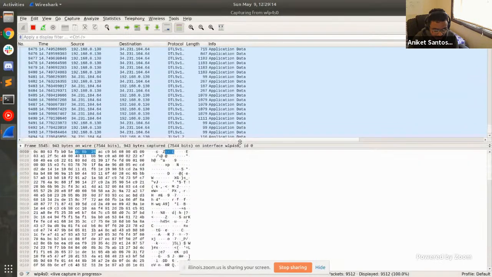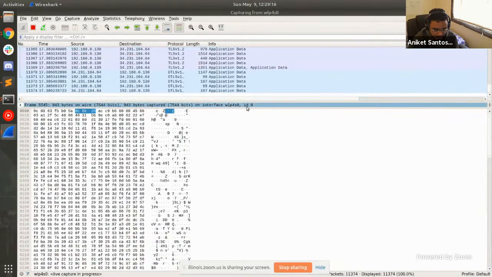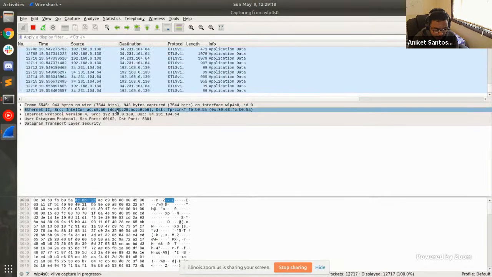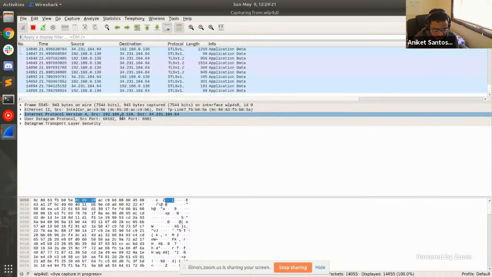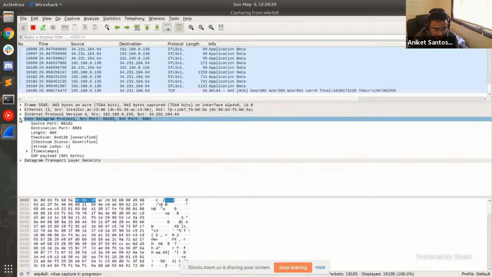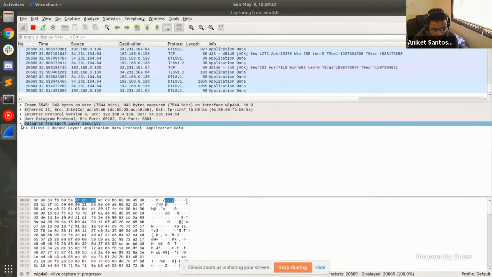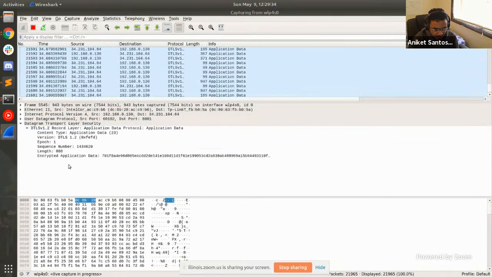I can easily see who the sender is, who the receiver is. So the sender is my laptop itself, and this destination must be the IP address of a Zoom server. And it is working on this particular protocol. And this is sort of the application data.